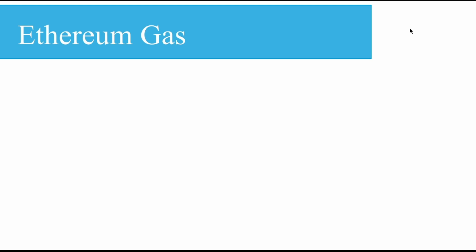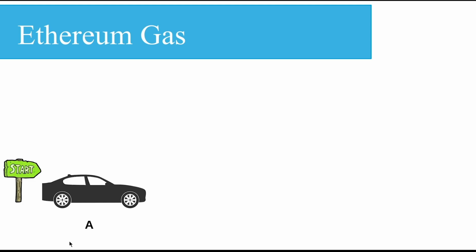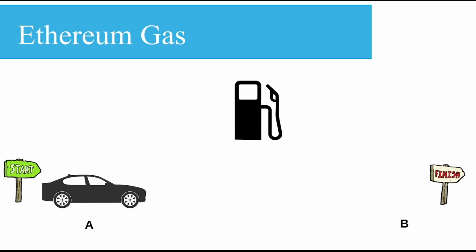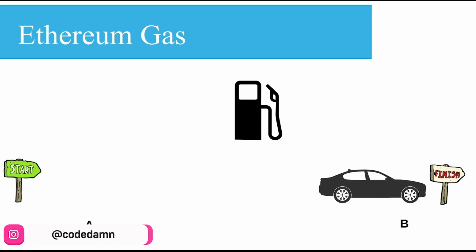Now, let us understand what Ethereum gas is with the help of an example. And in this example, we are going to use a car. Yes, we are going to use a car. Let's say you have this beautiful car, and your car is standing at point A, and from point A you want to travel to point B. Now, for your car to travel from point A to point B, you need something so that your car can operate, so that your car can start. And what is that thing? That thing is nothing but petrol or gas. When you have this gas in your car, then only you can travel from point A to point B.